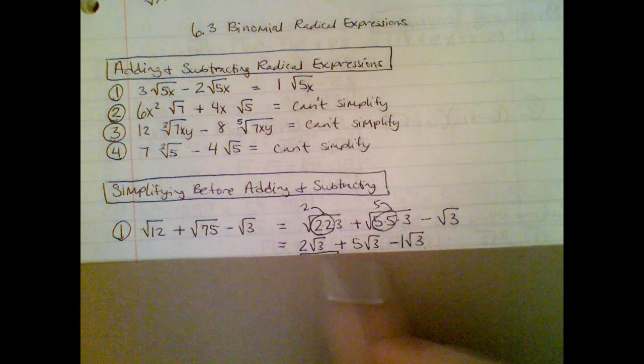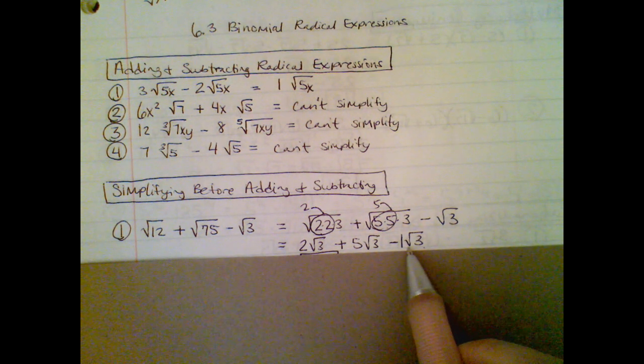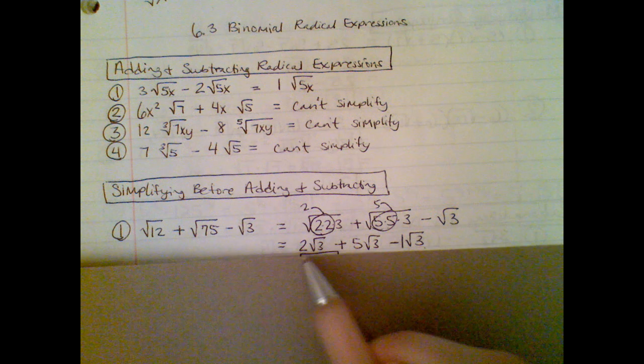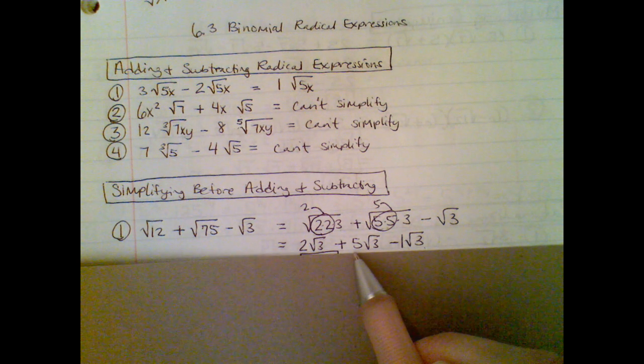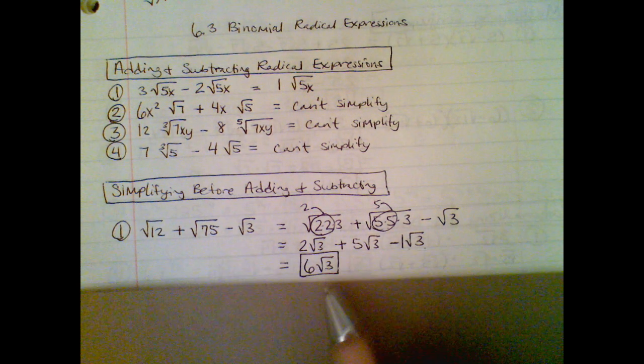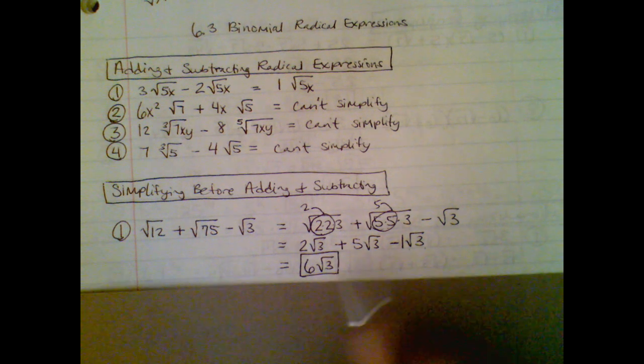Now notice they're all square roots of 3 now, so they're all like terms, so now we can combine them. We're going to add and subtract the front numbers, and leave the square root of 3 alone. So 2 plus 5, we get 7, minus the 1, we get 6. So we'd have 6 square root of 3.